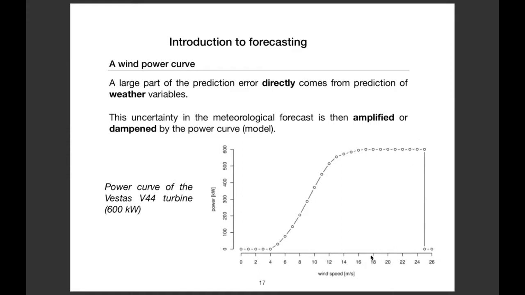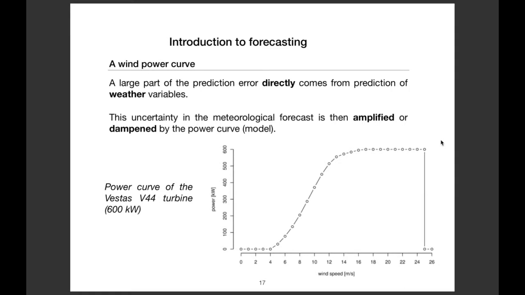the power is 0, because if the wind speed is too high, it risks to destroy, in fact, the turbine. So this is like that. So this is a theoretical power curve of the turbine.